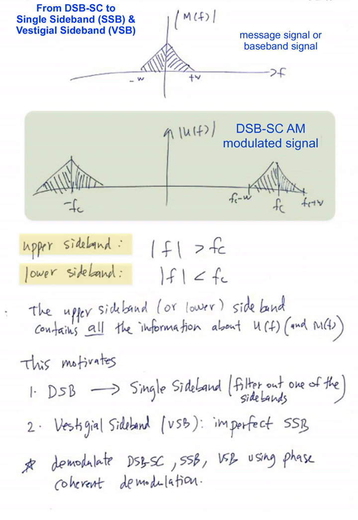It turns out that the upper sideband, or the lower sideband, contains all the information about U of f, and hence about M of f. This motivates us to transform double sideband into single sideband by filtering out one of the sidebands. If our filtering is not perfect, we get vestigial sideband. We will see later that double sideband suppressed carrier, single sideband, and vestigial sideband can all be demodulated using the phase coherent demodulator we just studied.